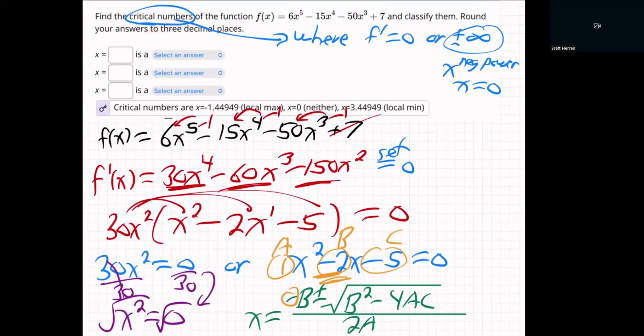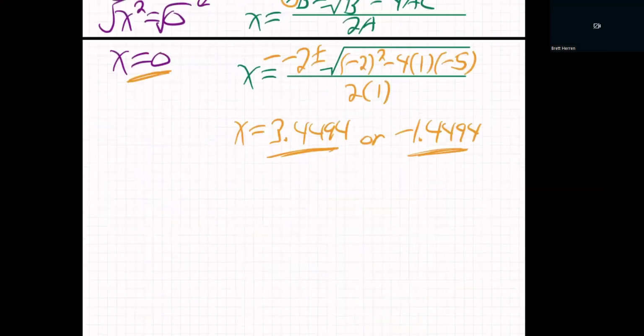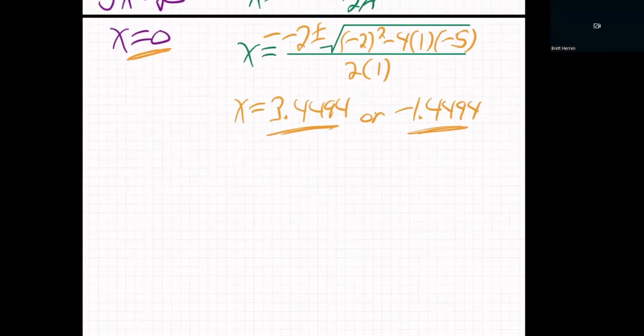Now, what does that mean? Critical numbers, maybe I could write down here, critical numbers can be max or min or neither. So those are places where you could have a max or a min or neither. So how do we know? Well, that's where it gets a little tricky. You've got to do a big number line and a bunch of work. So let me do that.